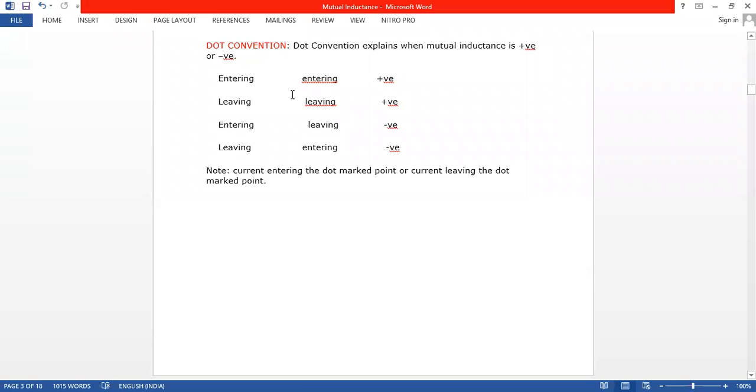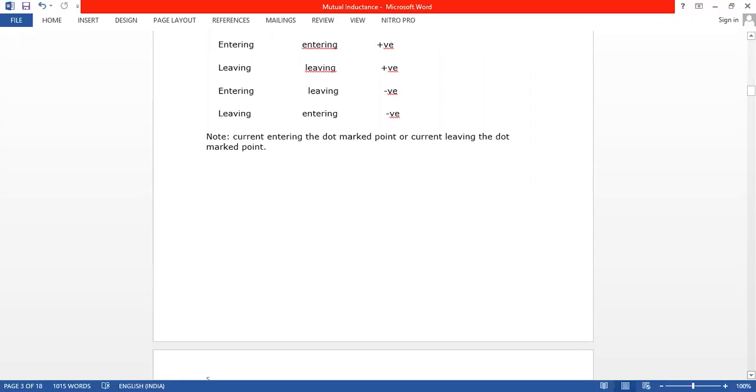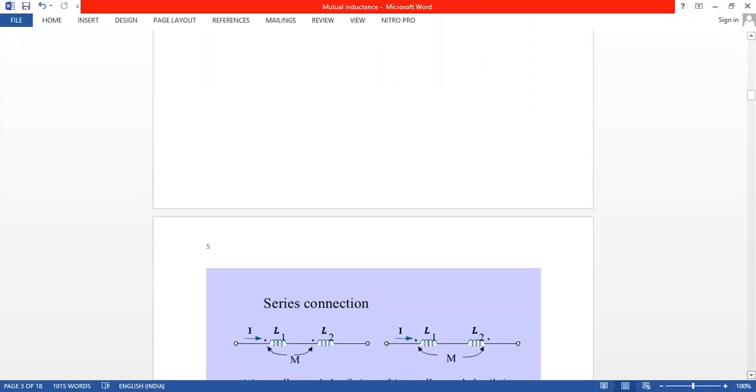Now, what is entering and what is leaving? The real answer is the note point we have given. Current is entering the dot marked point. In the circuit, dots will be mentioned, that's why the name is dot convention. Wherever you see a dot, you must assume that current is entering the dot or leaving the dot. Dot convention says that whenever current enters, mutual inductance is positive. Okay, we are remembering. Now let us take the circuit.